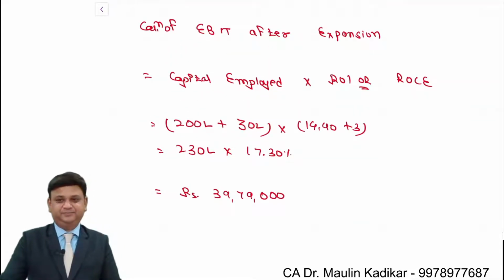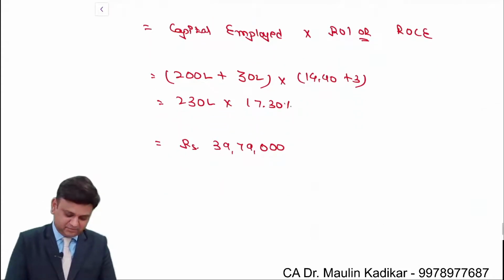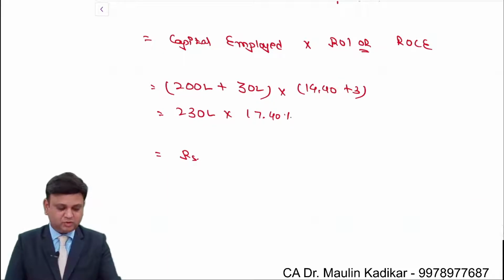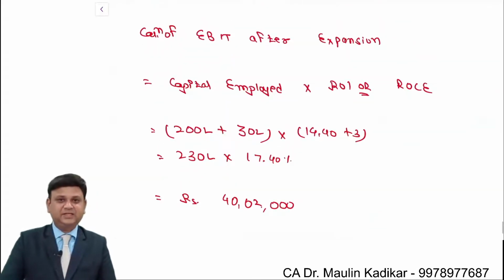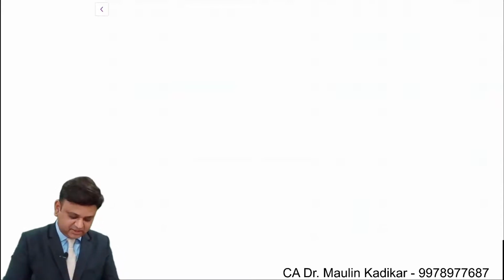Please write an answer. Sorry, it is 17.4. Sorry. So 230 into 17.4%. That comes to 40,02,000. I'm sorry to all of you. Please write down answer. Write down next, step number 2.